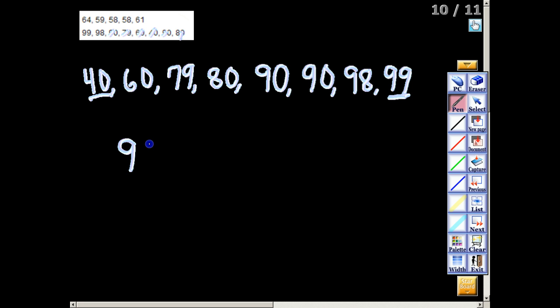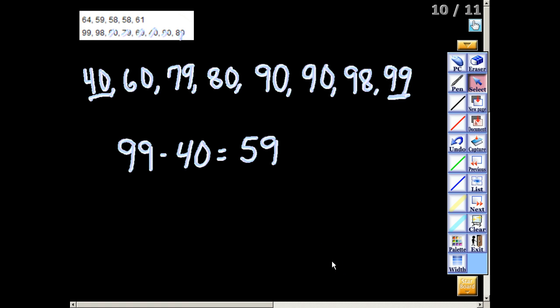So 99 minus 40. Okay, and we can use our calculator for this. We can subtract it paper pencil. Okay, so 99 minus 40 is going to give us 59 for the range. So we take a look at the greatest number and we subtract the least number from the greatest number. So that is how you find the range.